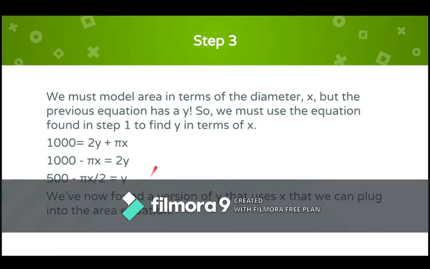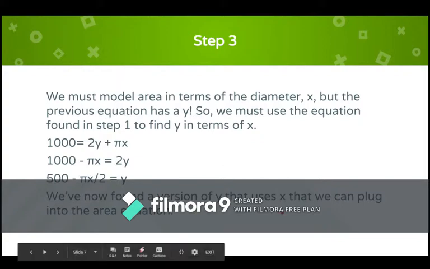So now we need to model the area in terms of the diameter x. But the previous equation we found has a y in it. So we need to use the equation we found in step 1 to find y in terms of x. So what that means is we just need to get y on its own. So we subtract pi x from both sides and then divide both sides by 2. Easy. Now we've got 500 minus pi x over 2 equals y.